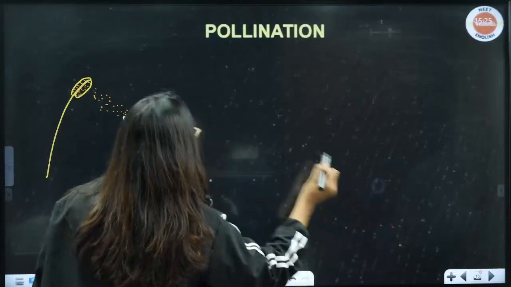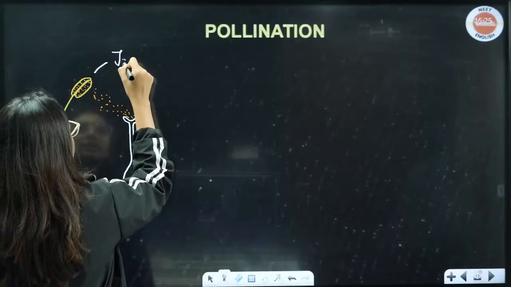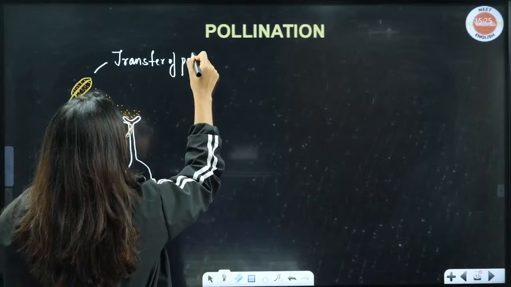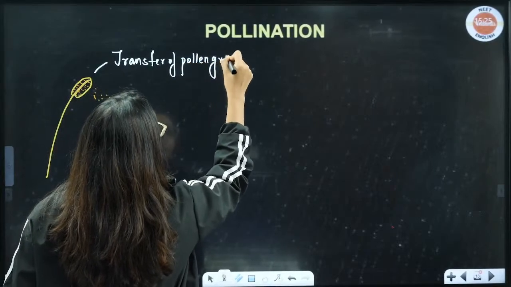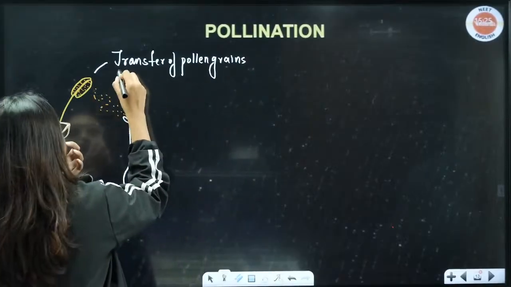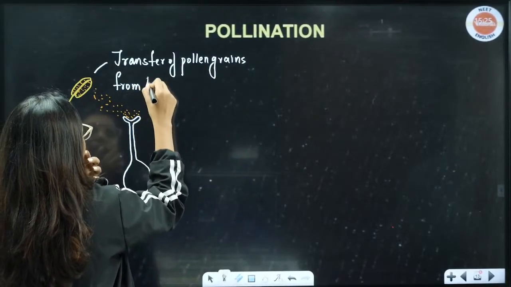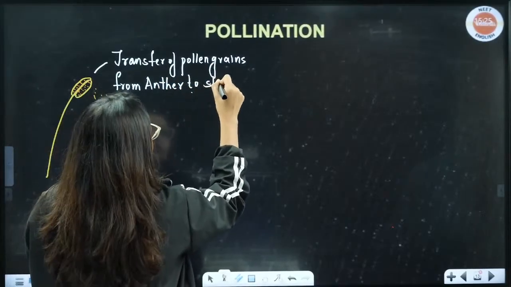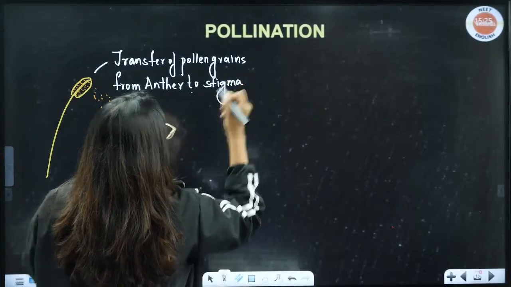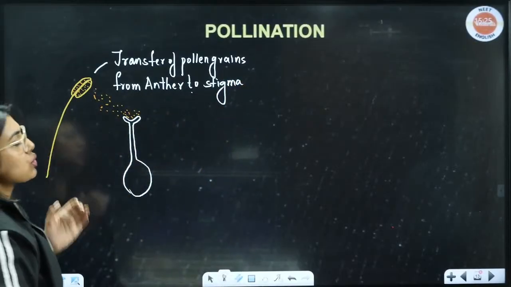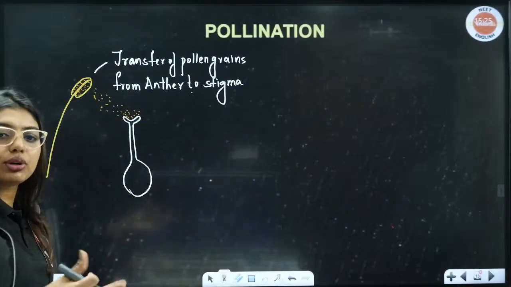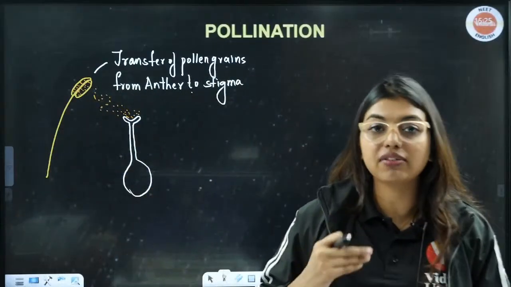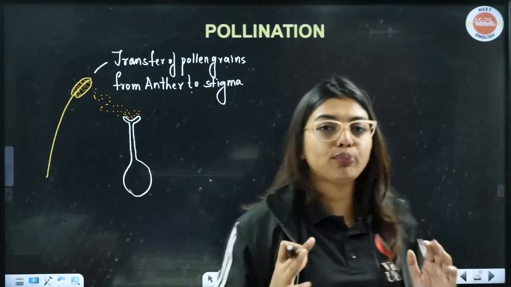Now, for this process only, we call it pollination. What is happening here? Look at the process. Transfer is happening. Transfer of whom is happening? Transfer of pollen grains from anther to stigma. Anther to stigma. So transfer of pollen grains from anther to the stigma of the same plant or a different plant. Okay, it could be the same plant, or two flowers on the same plant. So more categories of pollination like that, you have to read.